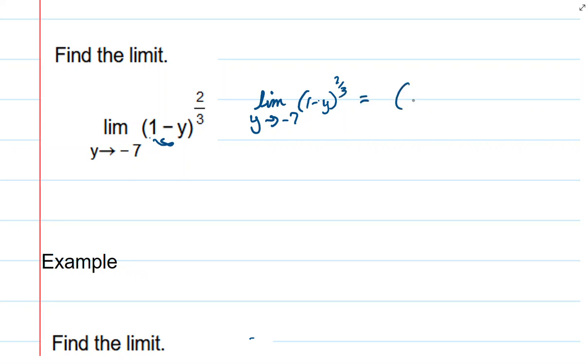So I'm going to have 1 minus a -7, correct? And according to the rule, we do this guy first. So that's going to give me 8. And we know this guy right here is 2 to the 3rd, right? So 2 is the base, squared is 4.